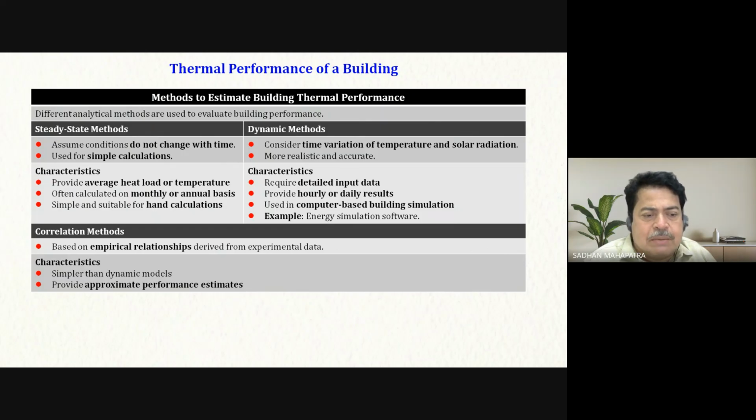The correlation methods are based on empirical relationships derived from experimental data. These are simpler than dynamic models and provide approximate performance estimates.